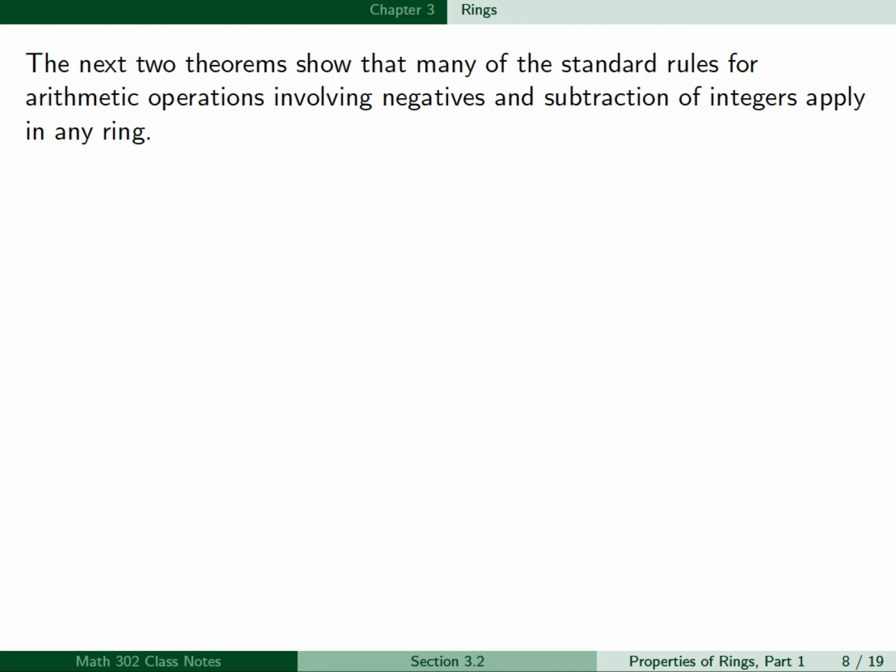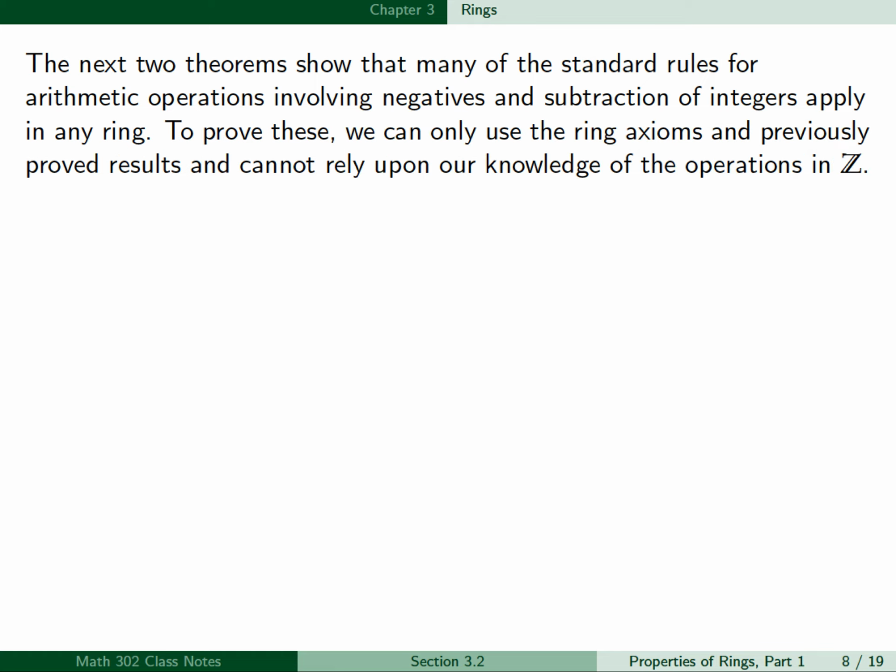Now the next two theorems show that many of the standard rules for arithmetic operations involving negatives and subtraction of integers apply in any ring. To prove these, we can only use the ring axioms and previously proved results and cannot rely upon our knowledge of the operations in Z. So many of these rules will look familiar to us because we're used to using them in Z, but here we're going to prove them in an arbitrary ring, and so we can't use our prior knowledge of the operations in Z.